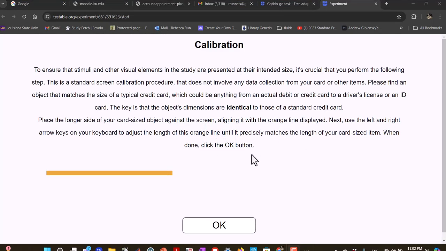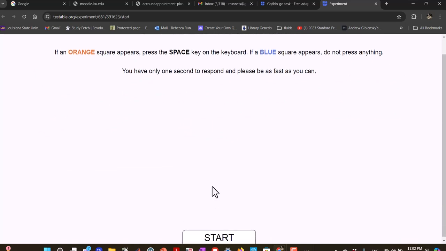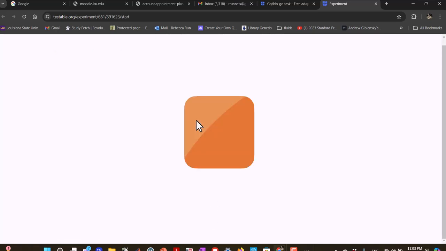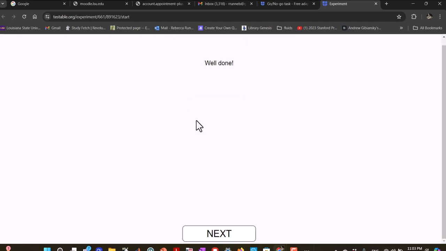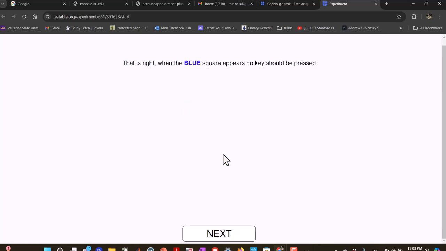Okay, here's the go, no-go task. So what you're supposed to do is if an orange square appears, press the space key, and if a blue square appears, do nothing. So you just watch, and there's an orange square, you press the space. Blue, you do nothing.